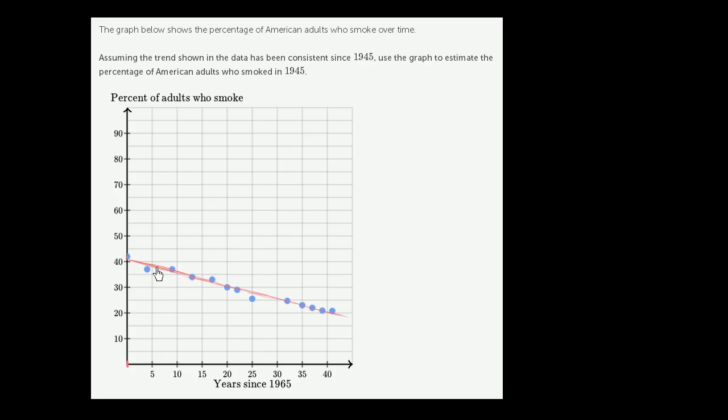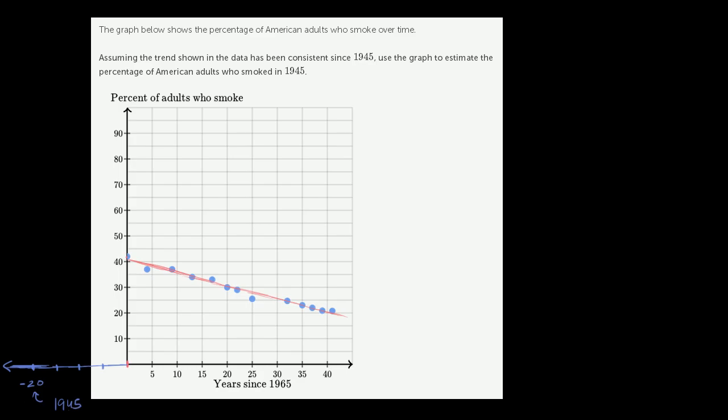Now, what are they asking? They want us to estimate the percentage of American adults who smoked in 1945. Well, 1945 would be to the left of 0. So we could think of it as 1945 being 20 years before 1965. Let me see if I can draw that. This would be 5 years before 1965, 10 years, 15 years, 20 years before 1965. So I could put that as negative 20 right over here. Negative 20 years since 1965, you could view as 20 years before 1965. So that would represent 1945 right over there.